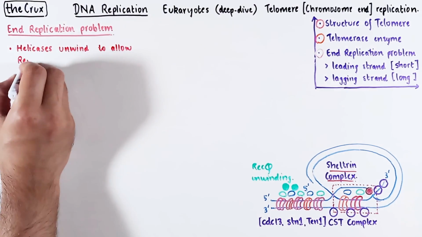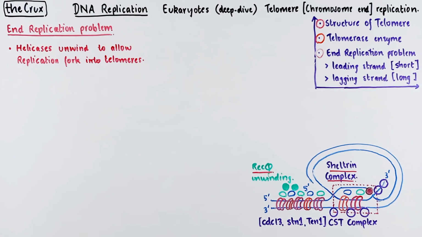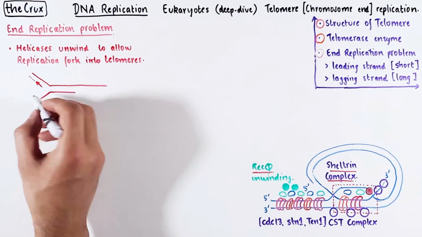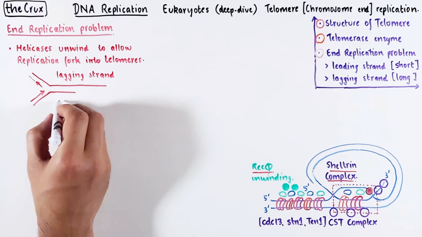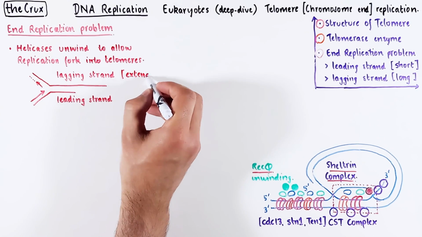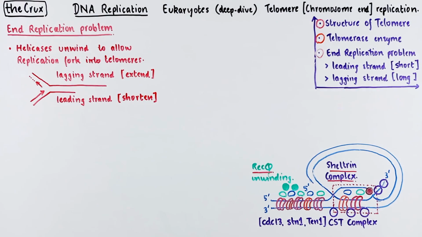As we have discussed earlier, special RecQ helicases play a crucial role in unwinding telomeres to facilitate replication fork progression. The picture of the replication fork at the telomere looks something like this, with its lagging and leading strand synthesis. Now, here's the key point in telomere replication. Telomeres on lagging strands are extended, while telomeres on leading strands are shortened. This challenges the traditional understanding that often focuses solely on the lagging strand. Understanding telomere replication on both strands is essential to grasp the complete picture.